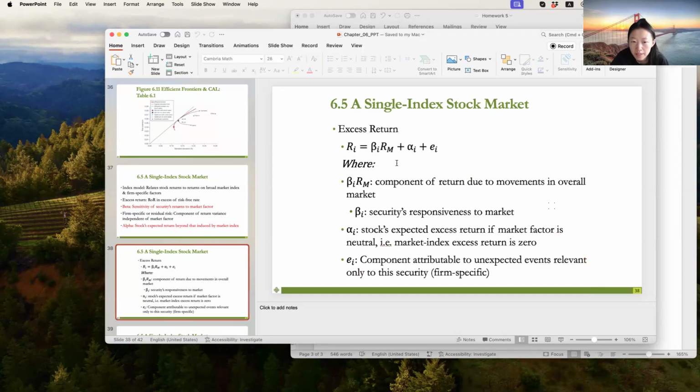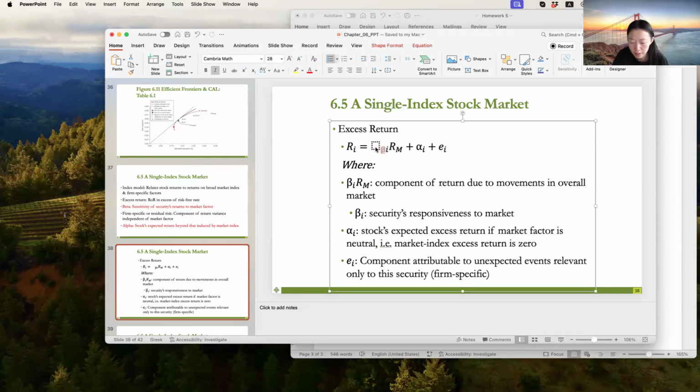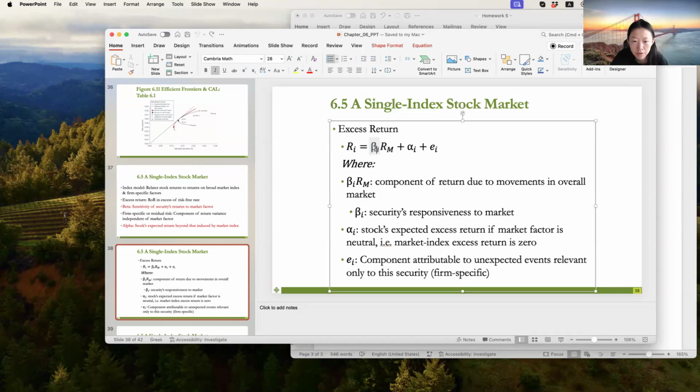So then how do we measure the systematic risk? How do we measure beta? Since we know that beta captures the exposure of the company to the market factor, or the security's responsiveness to the market, how sensitive is this security to the market movement? We'll estimate this model. It is basically a linear regression model. It has an intercept here, e captures the error term, and b here captures the slope.